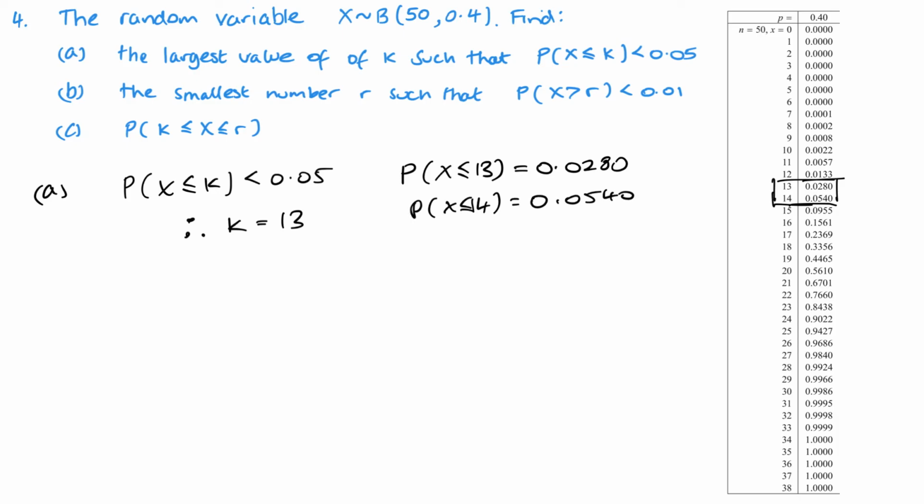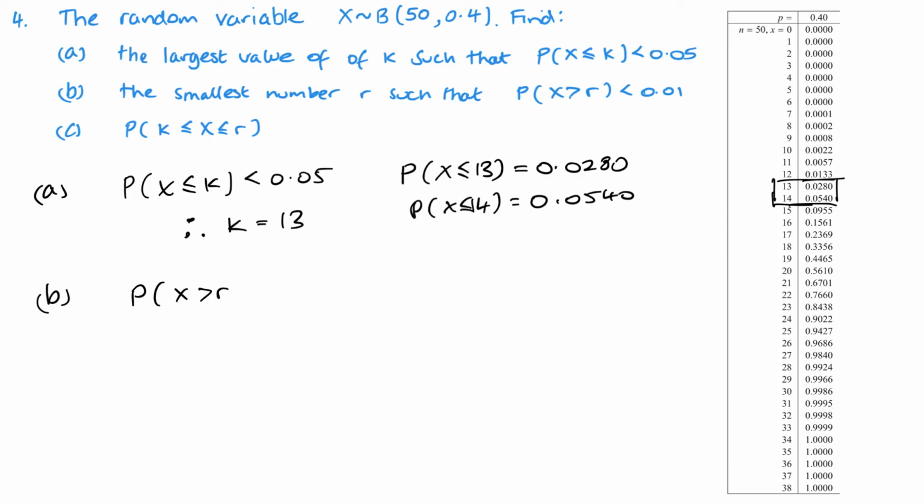And it's always nice to put those two values down, just showing the examiner that you've picked out the two values either side of the one you're looking at, and then you've selected the right one. It also ensures that if you accidentally selected the wrong one, there is something you could pick up in terms of working out marks if you've got the two correct values out. So that's part A. Now part B is slightly different, and that's because it's a greater than.